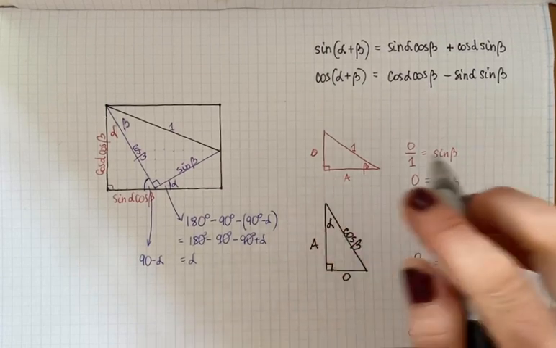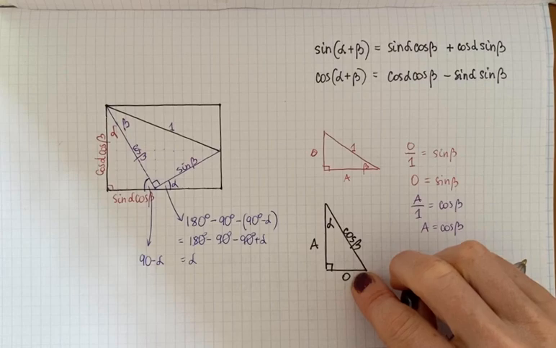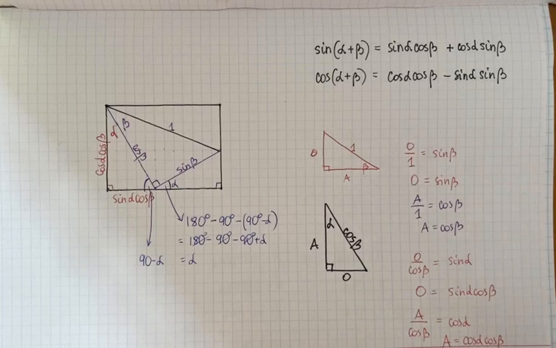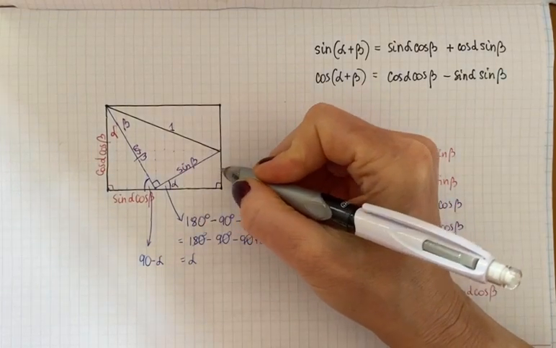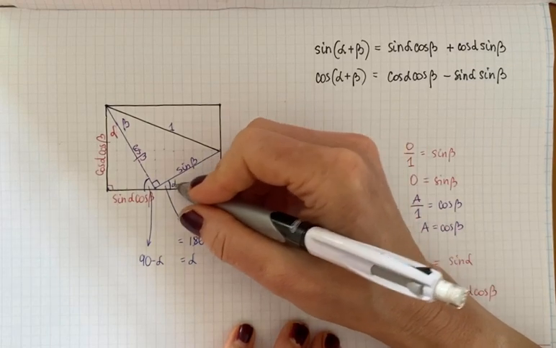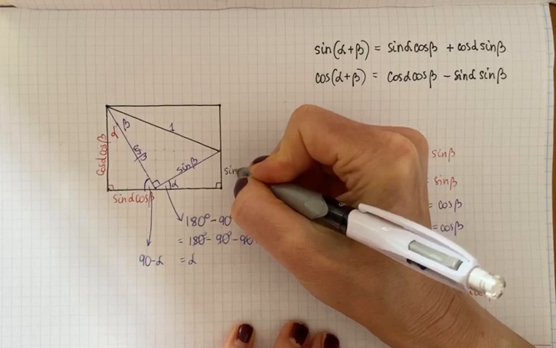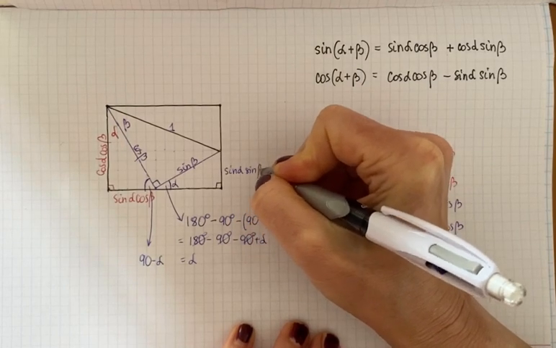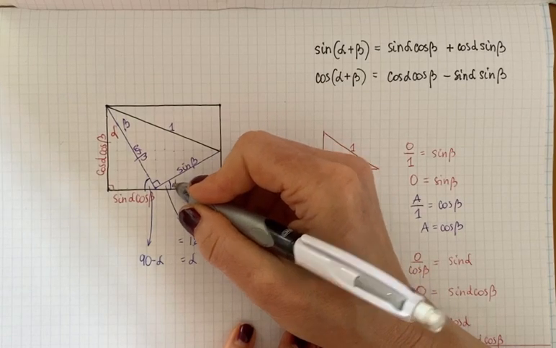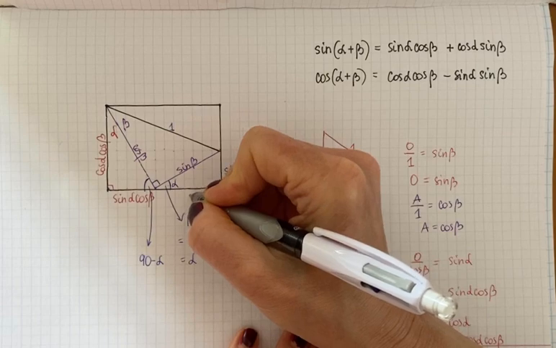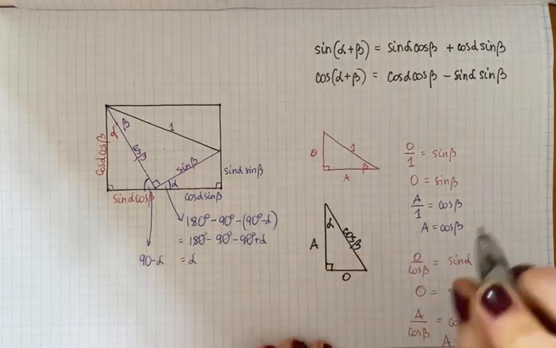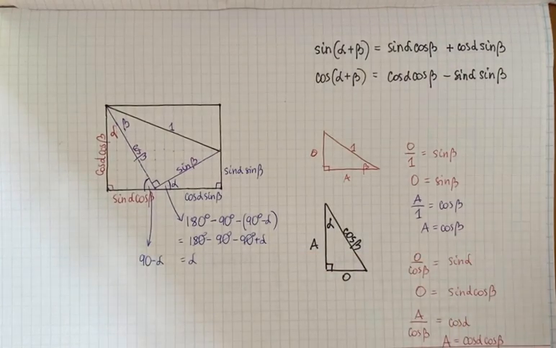Okay, so we are going to do exactly the same as with this triangle, but with a hypotenuse being sine beta. I'll do this one a little bit quicker. So what is this side? Well, opposite over sine beta is equal to sine alpha. So it's going to be sine alpha sine beta. And this one is adjacent over sine beta is equal to cos alpha. So adjacent is going to be cos alpha sine beta. There you go.